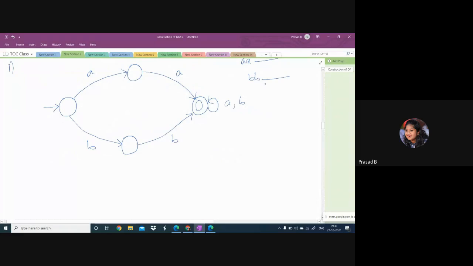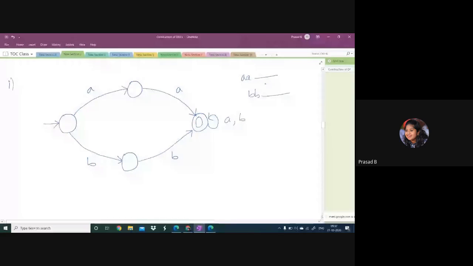So either first two symbols are A's or first two symbols are B's, it will be accepted. Suppose first is A then B, no. Suppose first is B then A, no. These two kinds of things should not be accepted. So either first two symbols are A's or first two symbols are B's. So we'll go to final. Suppose the first symbol is A and then the second symbol is B, dead state. Or first symbol is B, then second symbol is A, then also dead state. And dead state also must be different for every input symbol.